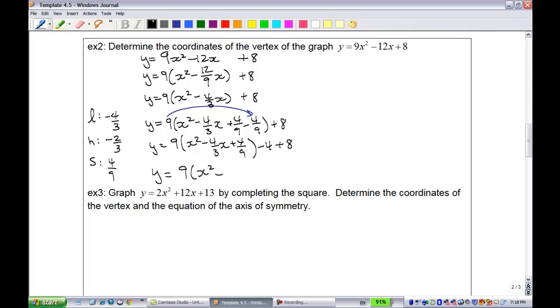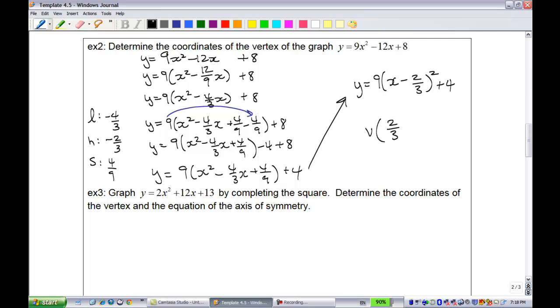So a few more steps here. Negative 4/3 x plus 4/9, and negative 4 plus 8 is positive 4. And we get, by completing the square, x minus the half linear term, which is 2/3, squared plus 4. So the vertex in this case is 2/3, 4. So still a fairly straightforward completing the square process, but because of the fractions, maybe a little bit more challenging.